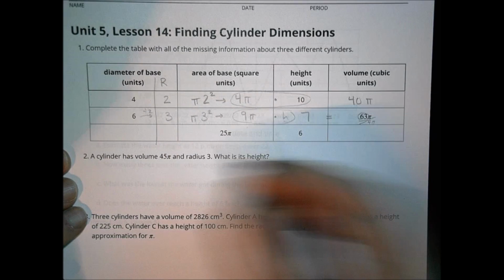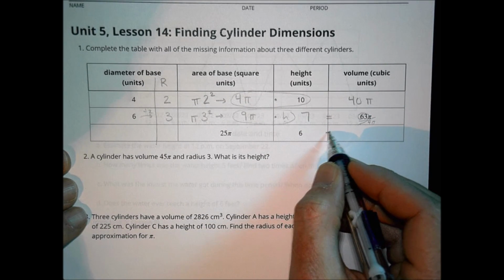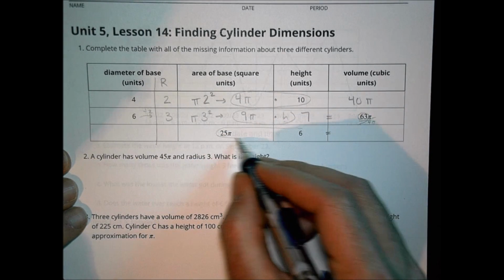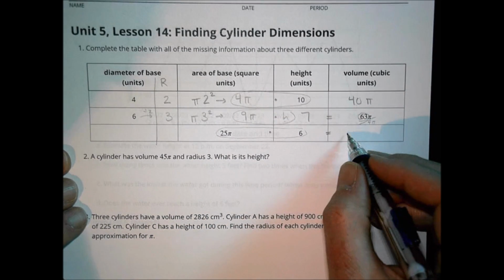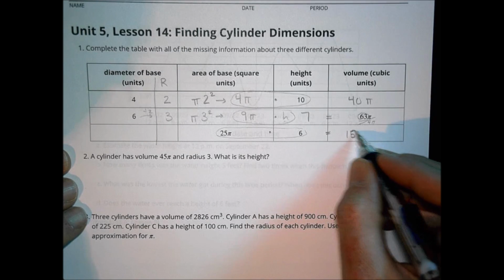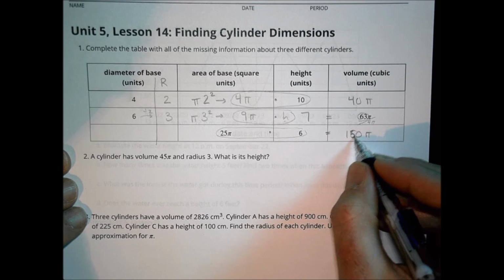Here, I can go either direction first. If I want to go this way, I can. This way, it's going to be 25 pi times 6, because it's the area of the base times the height. That would be 150 pi.